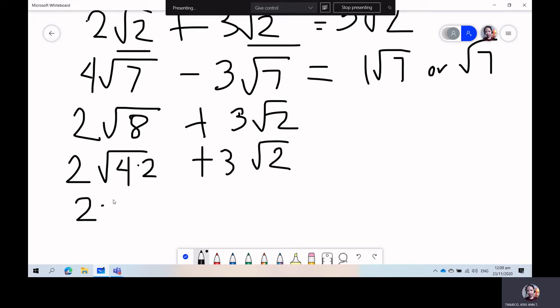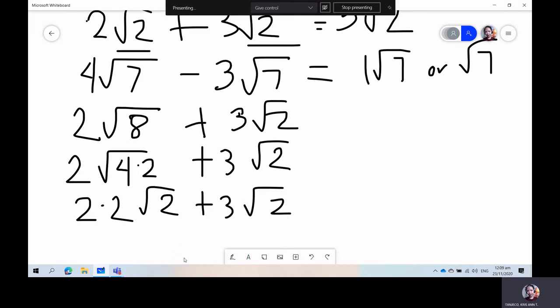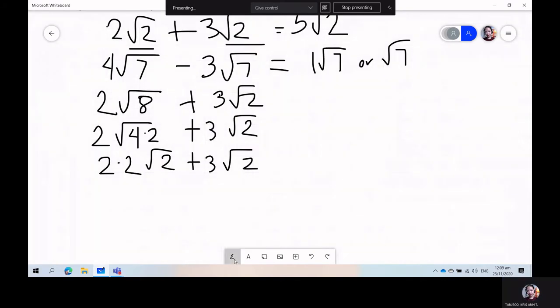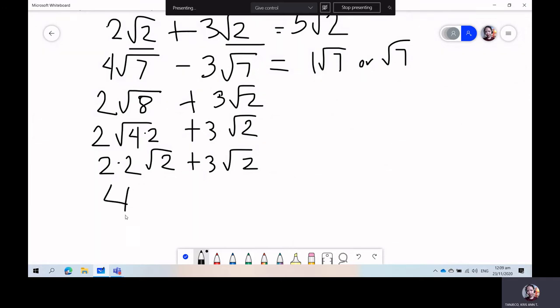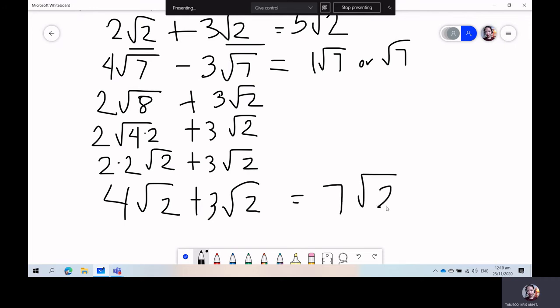And we are going to multiply it with the whole number that we have here earlier. So 2 times the square root of 4, that is 2, with the square root of 2, plus 3 square root of 2. And then afterwards, we are going to simplify 2 times 2, that will be 4 square root of 2 plus 3 square root of 2. And this time around, we can now add them. 4 plus 3, that will be 7 square root of 2.